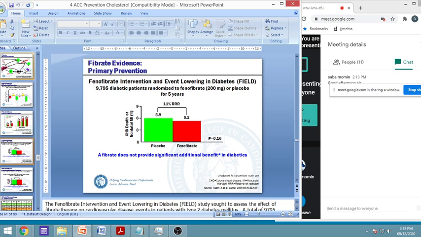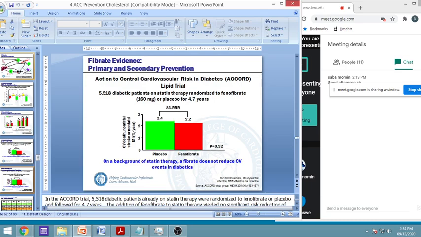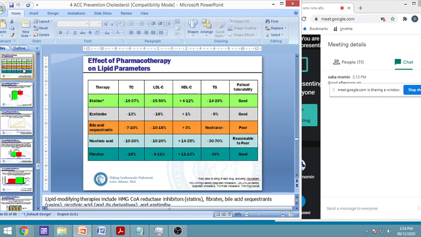Then fibrate does not provide significant additional benefit in diabetes. If it is given in diabetic people, then almost the same changes are there. There is no big benefit occurring. Then on the background of statin therapy, fibrates do not reduce cardiovascular events in the diabetic. So what is the effect now?